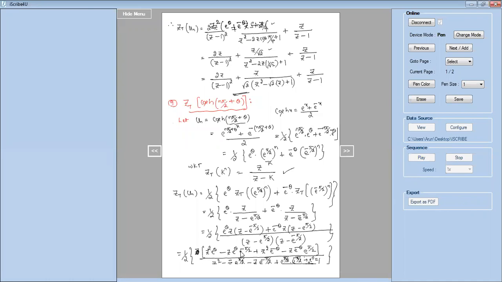See, here the bases are the same. Let us add the powers. I will write this as e power, I'll write this term first, guys. Minus Z common. It is e power pi by 2 minus theta, pi by 2 minus theta.